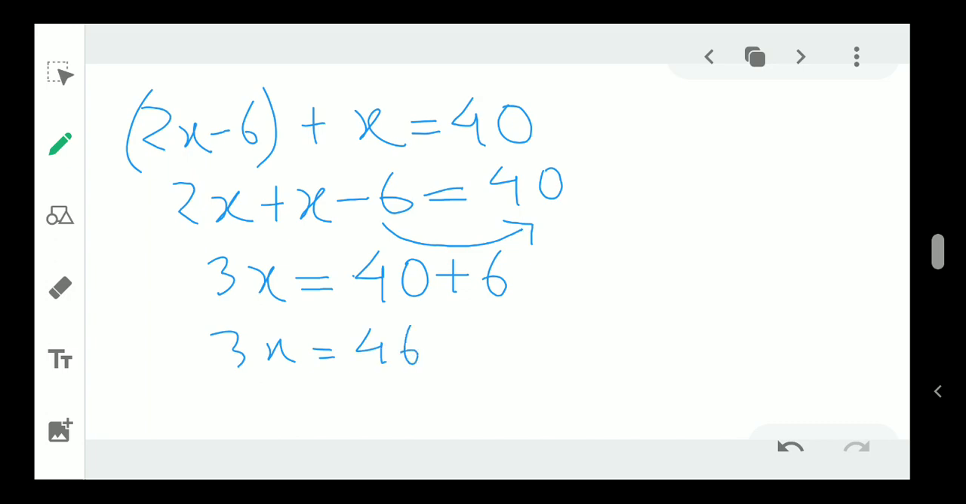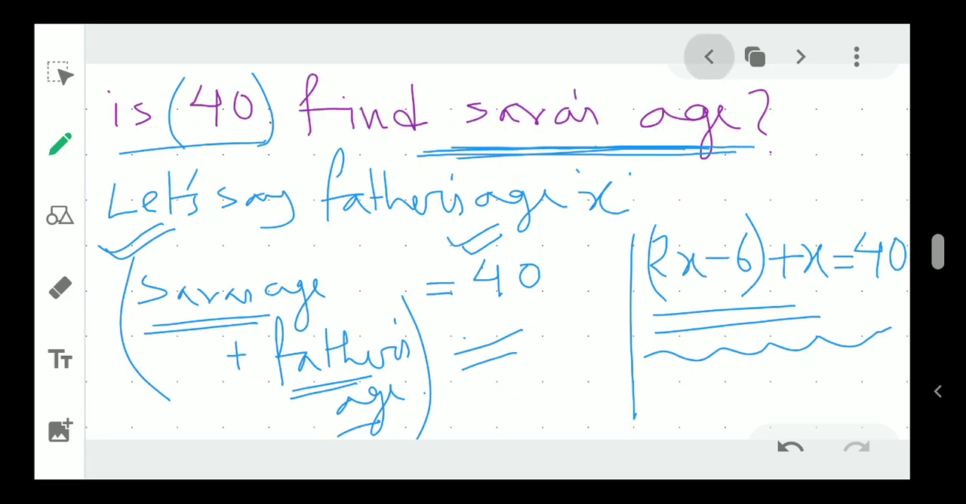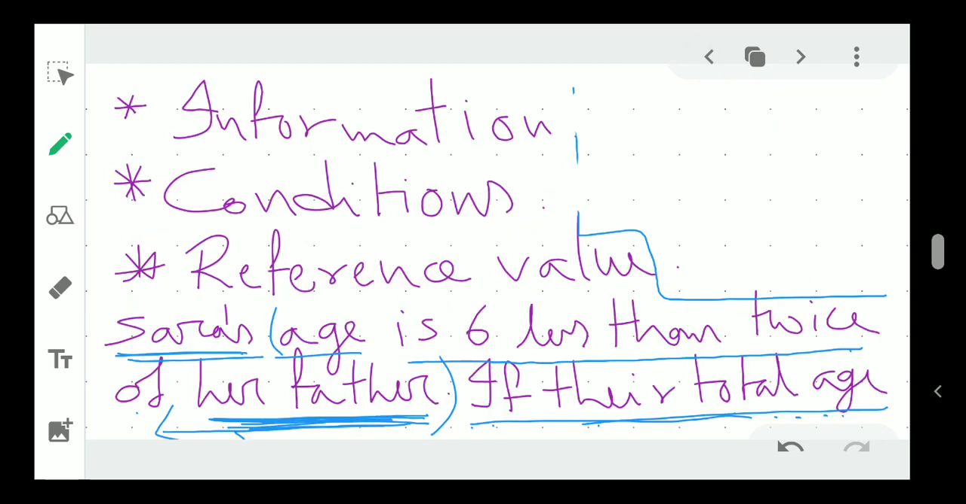Now again, 3 is multiplied on this side. If you move this 3 to the other side, multiplication will become division. So it will become 46 by 3, and now you can divide it. So you have to do these things like this. First, let me tell you again what you have to do.